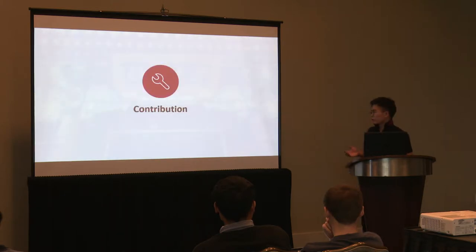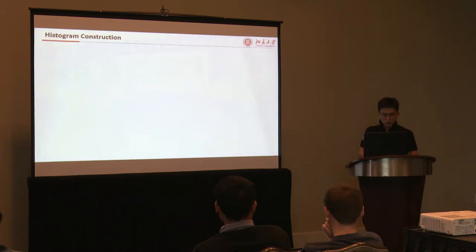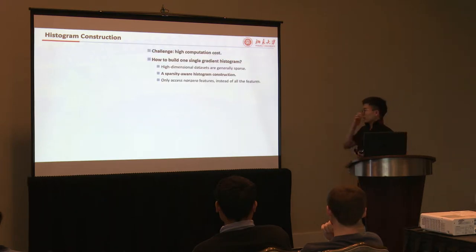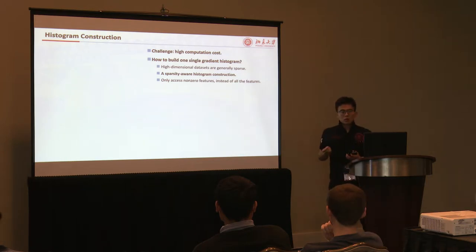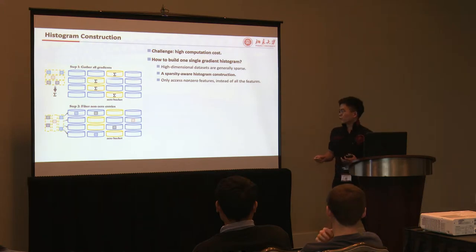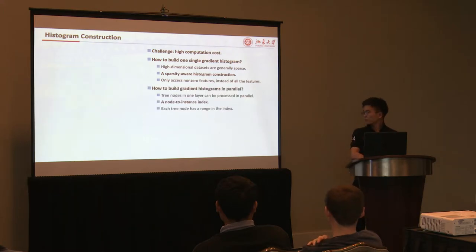So how do we solve the challenges in histogram construction and tree splitting? In histogram construction, the challenge is high computation cost. In this scenario, the first question is how to build one single gradient histogram. Considering that high-dimensional data sets are generally sparse, we propose a sparsity-aware method that only accesses the non-zero features instead of all the features, so we can reduce the computation cost.